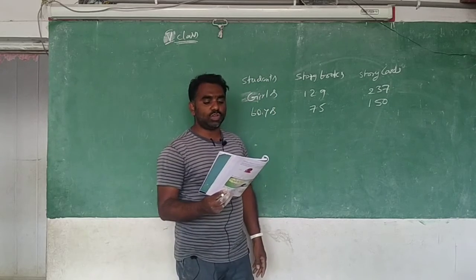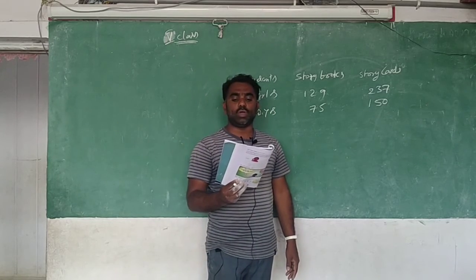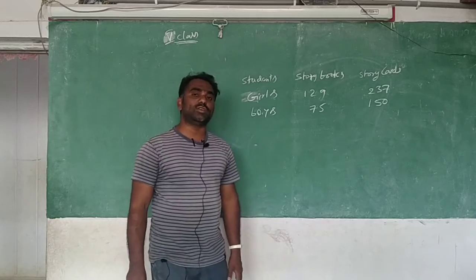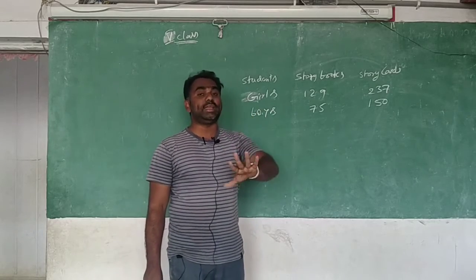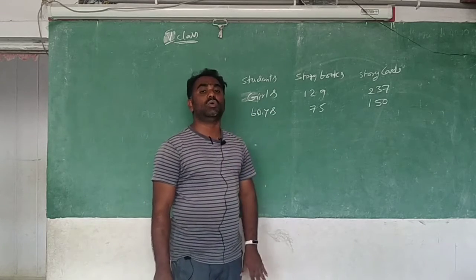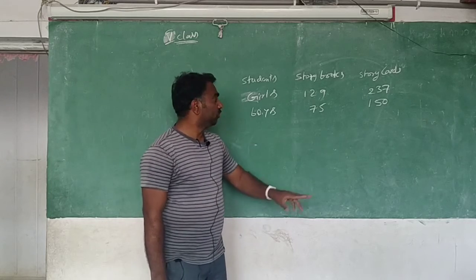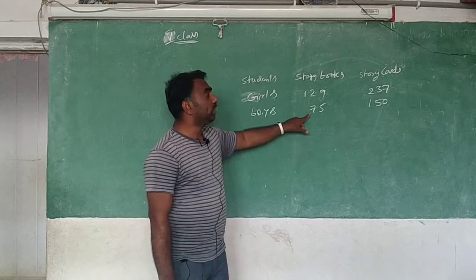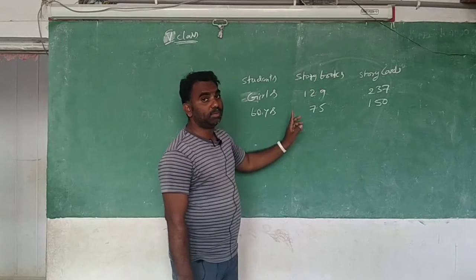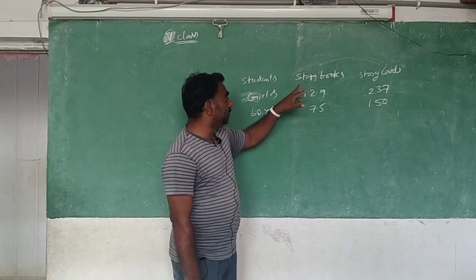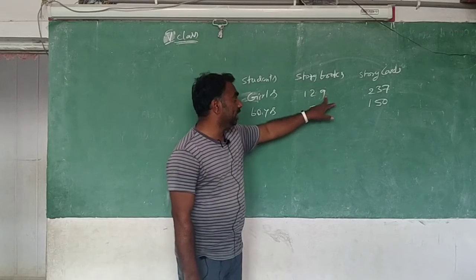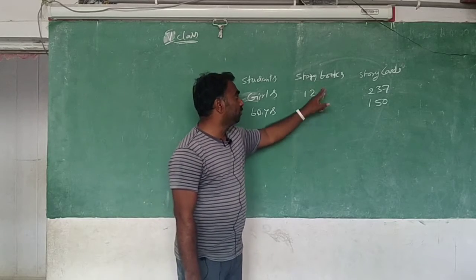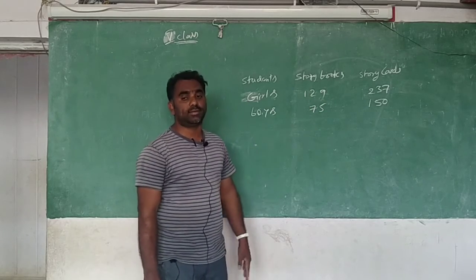Like that, one more question. How many total story books were read by the students? Story books only, read by girls and boys. Story books read by girls, story books read by boys. Totally how many story books were read by them? Which numbers do we need to add? Yes, very good. 129 and 75. These two numbers we have to add and you will get the answer.